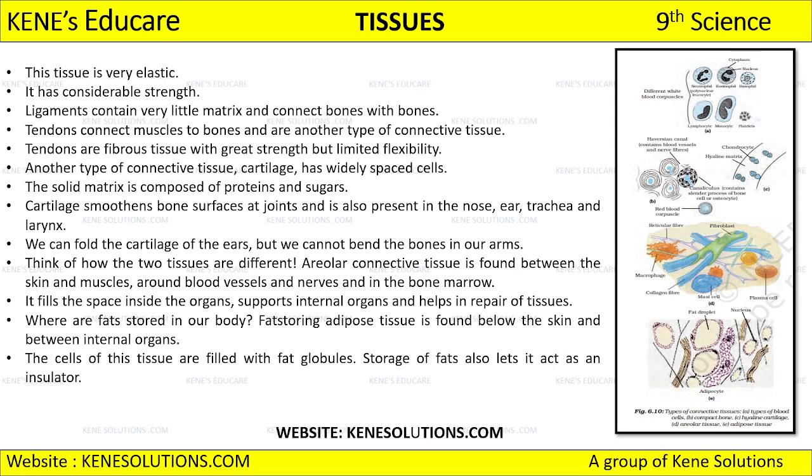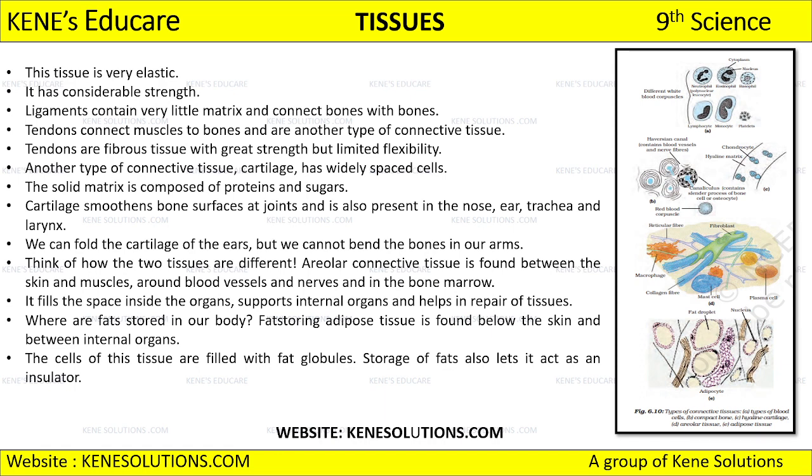As compared to bone, ligament will have very little matrix and it is going to connect bone with bone. Okay, and then we have tendons. Tendons are going to connect muscles to bone, and they are another type of connective tissue. Tendons are fibrous tissue with great strength, but they have limited flexibility. They are not that flexible.